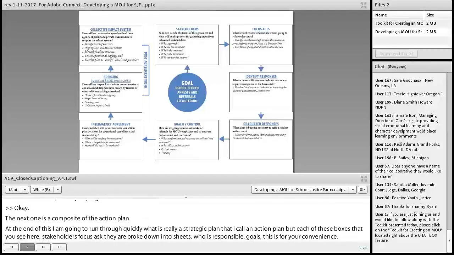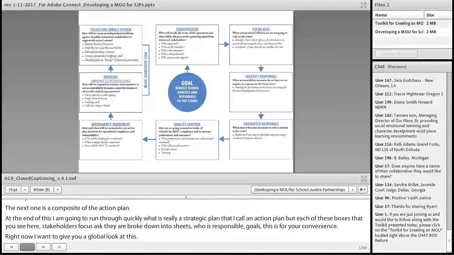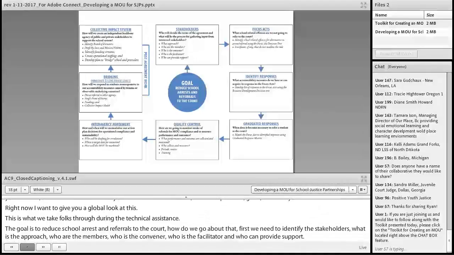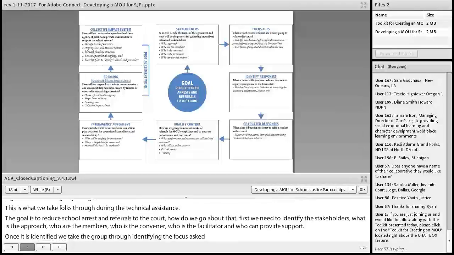So if the goal is to reduce school arrests and referrals to the court, well, how do we go about doing it? Well, first of all, we need to identify the stakeholders, okay? What's the approach that's going to be used? Who are the members? Who's the convener? Who's the facilitator? Who can provide support? From there, once that's identified, we then take the group through identifying the focus acts. Now, focus acts is defined as that delinquent act for which the agreement is focusing on not to refer to the juvenile court, okay? So we're going to identify those.